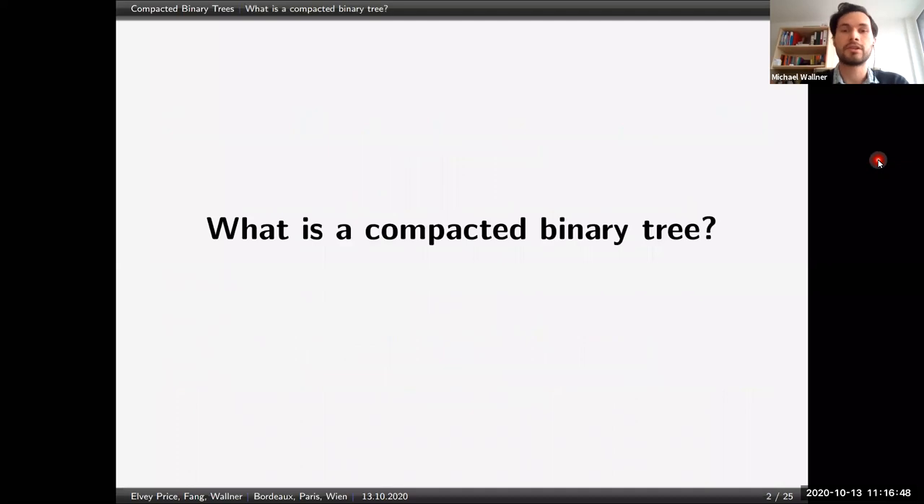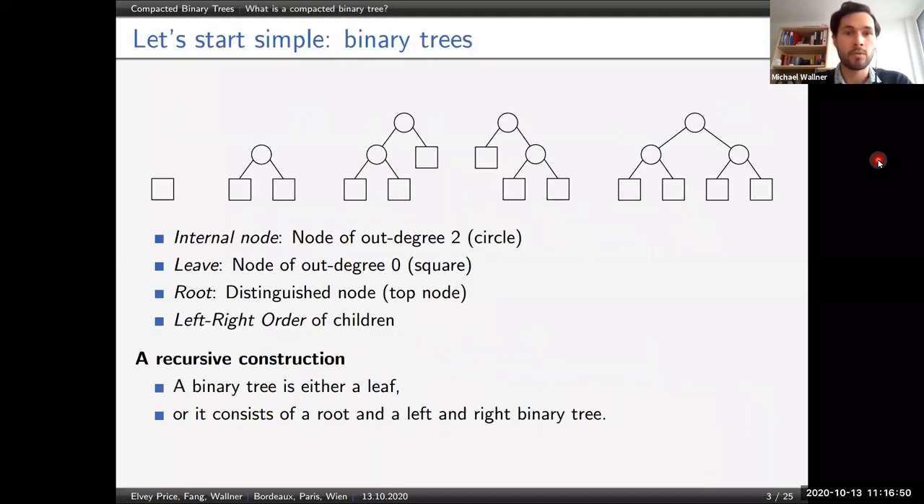Okay, first of all, let's start light. What is a compacted binary tree? Well, a really simple start: binary trees, we all know them. I'll denote internal nodes by circles. I'll denote leaves by squares; they have out-degree zero. They will all be rooted and, as in Antoine's case, plane, so there's a left and right order of the children. We can construct them easily, recursively: a binary tree is either a leaf, or it consists of a root and a left and a right binary tree.